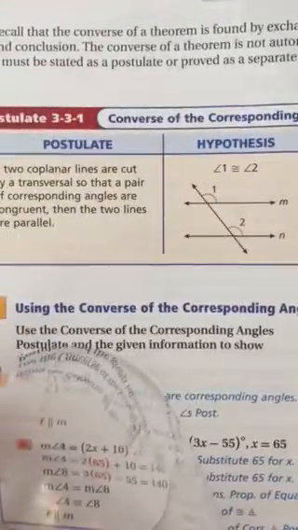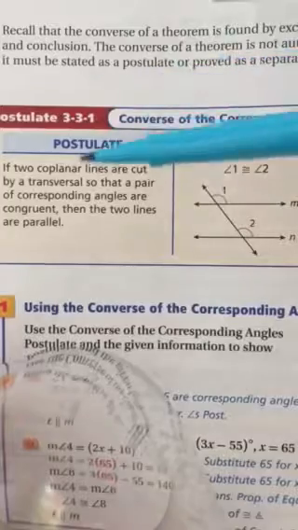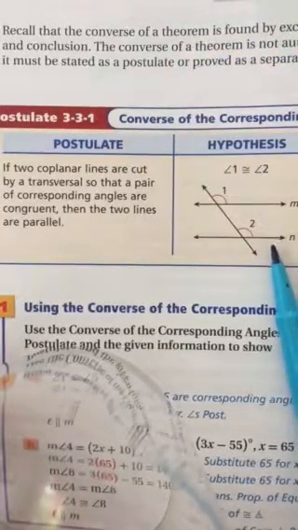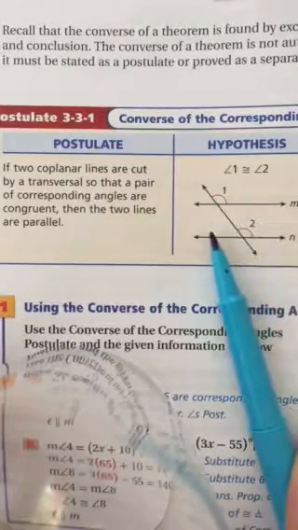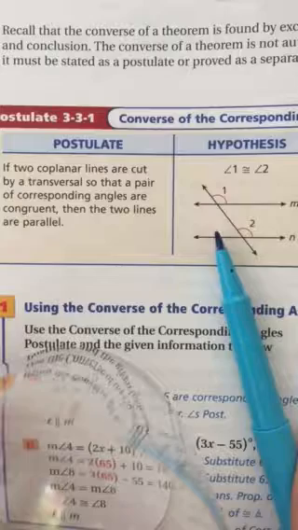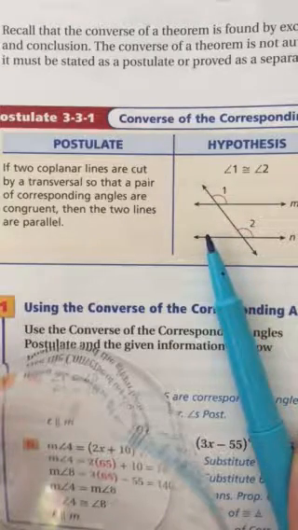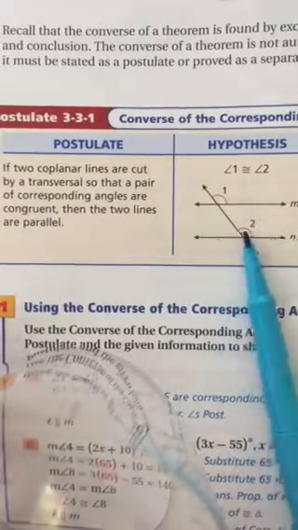I'm going to put the phone right here so that you can see both, hopefully. If two lines, I'm going to leave out the coplanar part. If two lines, here are my lines, M and N, are crossed by a transversal, notice nobody tells us, or the diagram doesn't tell us, that these are parallel. So we're just going to call them lines. If two lines are crossed by a transversal such that the corresponding angles are congruent, then the two lines are parallel.